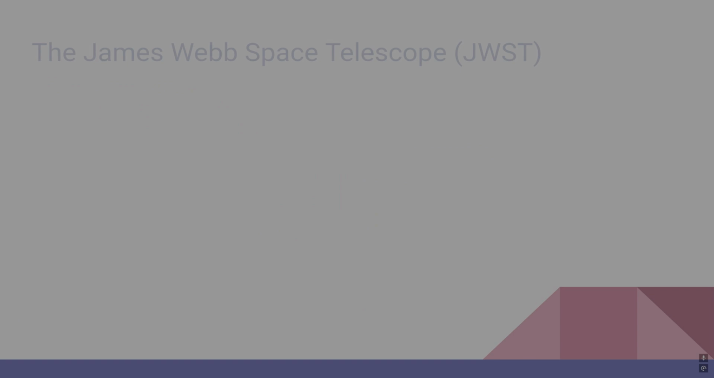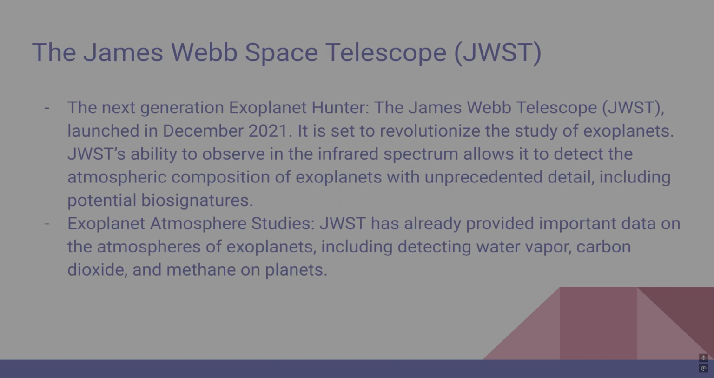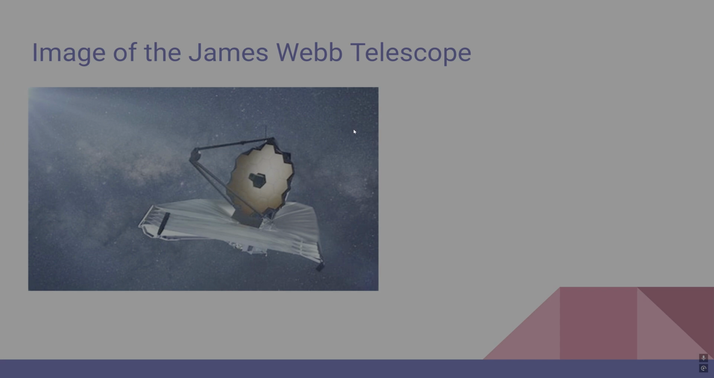James Webb Telescope. It's already provided important data on the atmospheres of exoplanets, including detecting water vapor, carbon dioxide, and methane on planets. It was launched in December 2021 and is one of the highest quality telescopes that we've ever launched into space, which is very good for the science aspect of space exploration. This is the James Webb Telescope. It's a decent picture. There's better pictures out there, but this is the best one I could find.